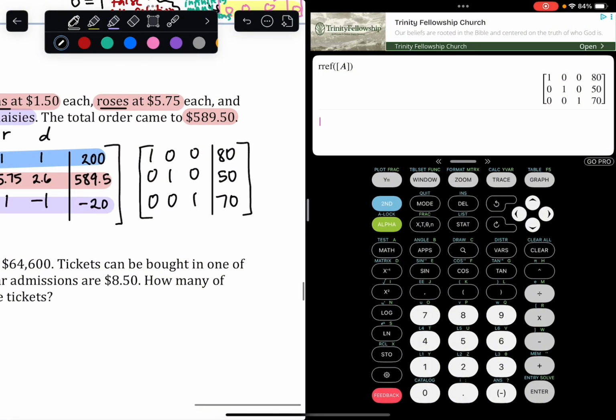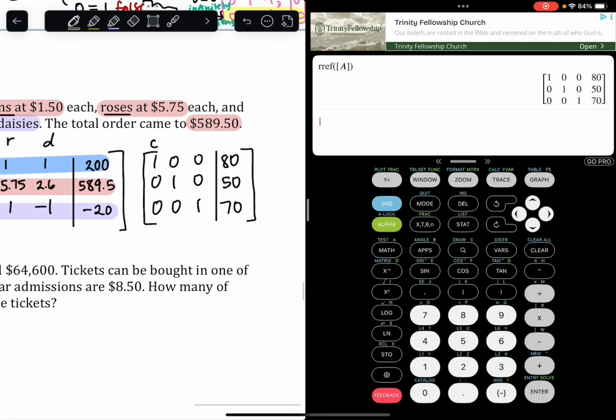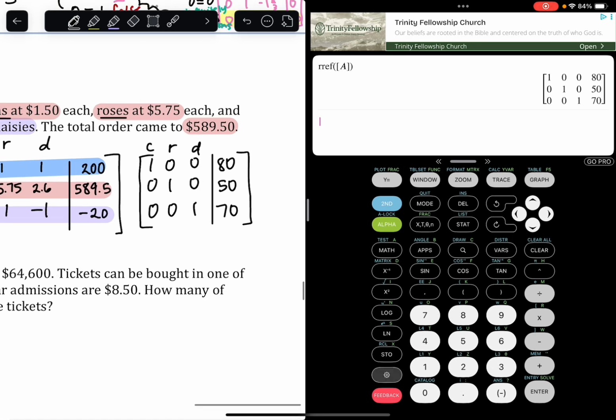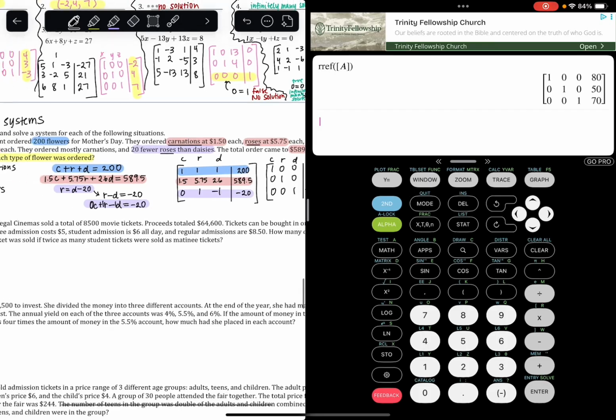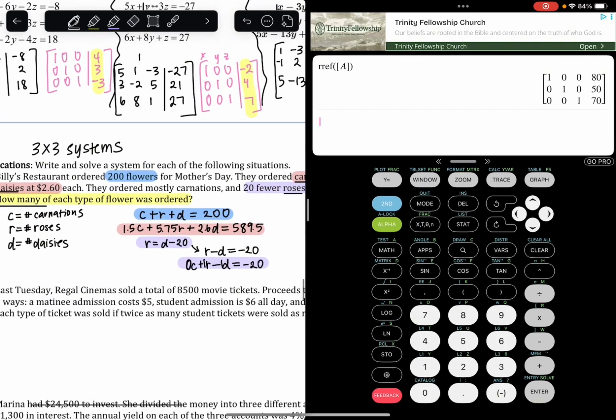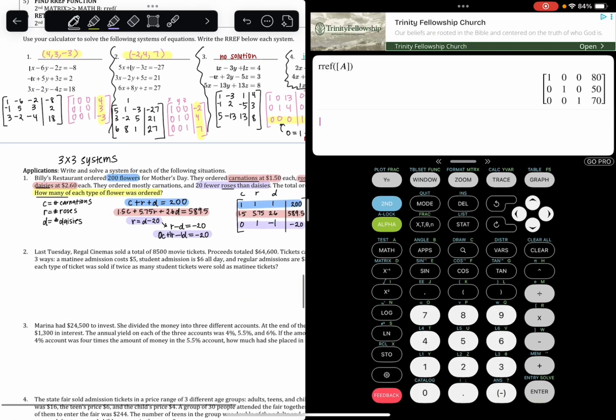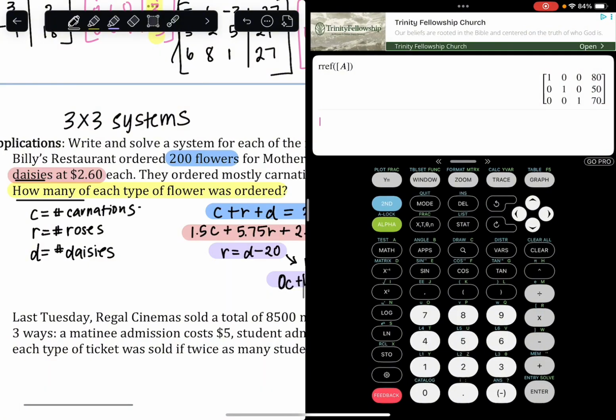And remember, this was C, this is R, this is D. So that means C is 80. That means R is 50 and D is 70. Okay, and so I like to go back to where I defined the variables and write my final answer. So that means there's 80 carnations, there are 50 roses, and there are 70 daisies.